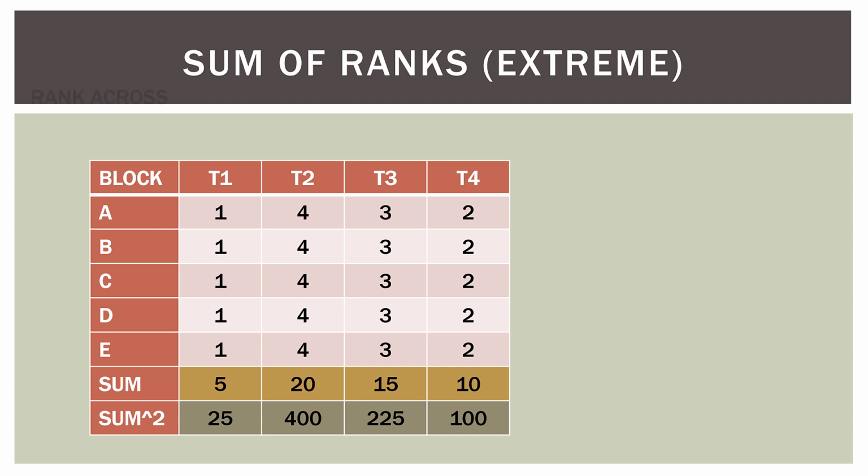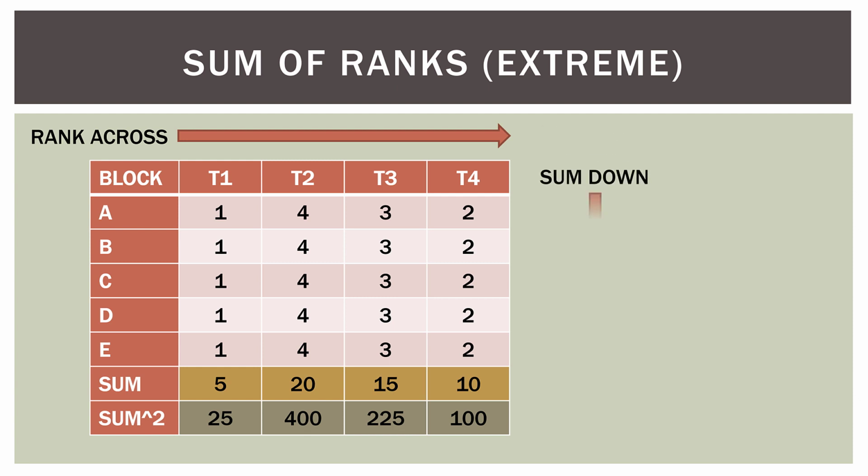So we rank across the columns. You can see that we don't rank down. If we ranked down, T1 would be 1, 2, 3, 4, or 5. We rank across. Then we sum down the column. So we can see that the sum of the ranks for T1 is 1 plus 1 plus 1 plus 1 plus 1, which is 5.